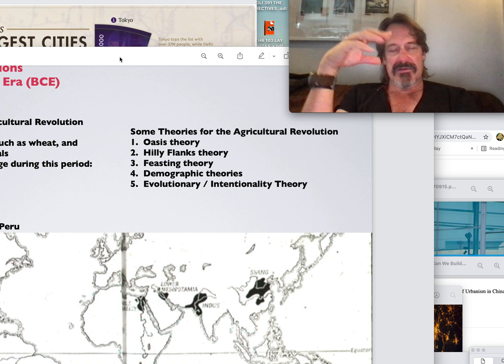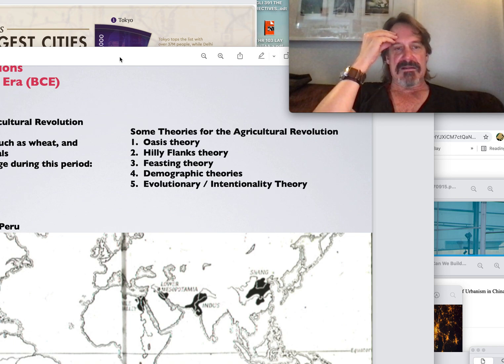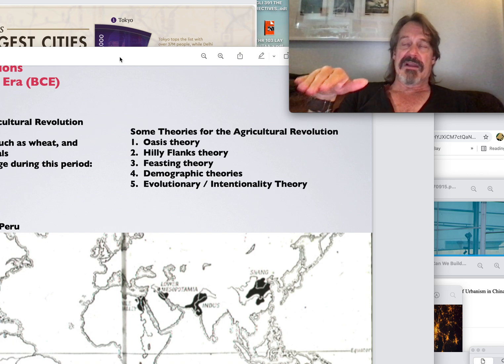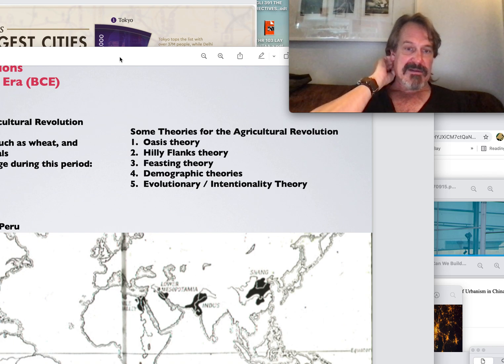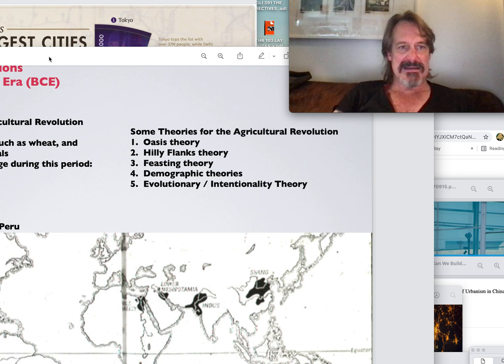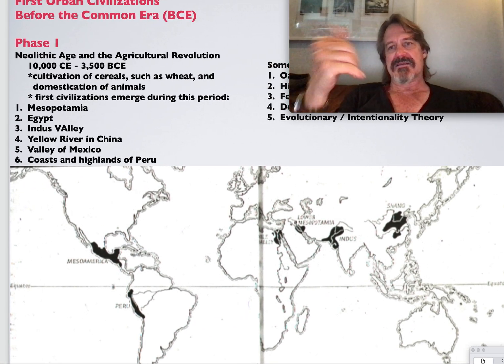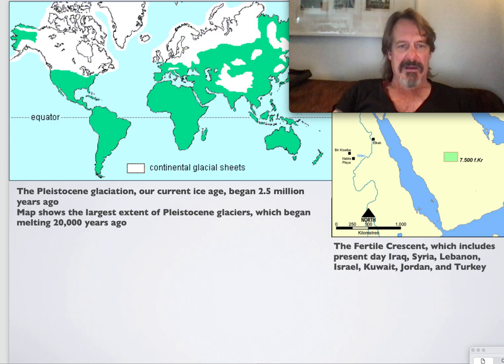Hilly flanks theory that happens in valleys and so forth. Feasting theory, perhaps conjoined with the alluvial plains, biannual flooding of rivers. Demographic theories, its long trade lines and so forth, evolutionary intentionality theories behind city development as, in this lecture, an art object, sort of.